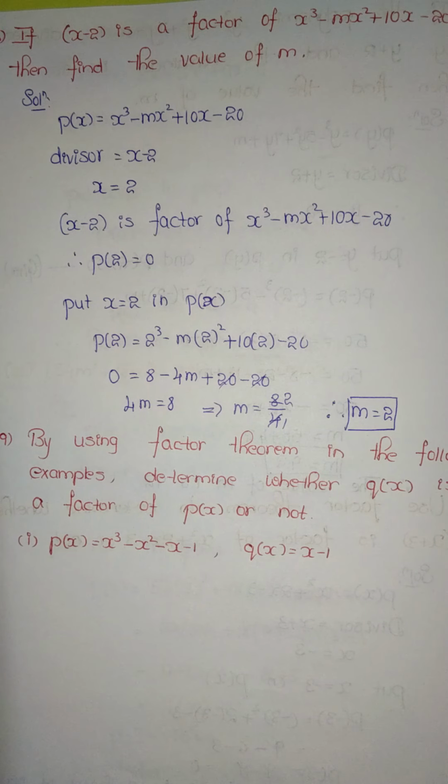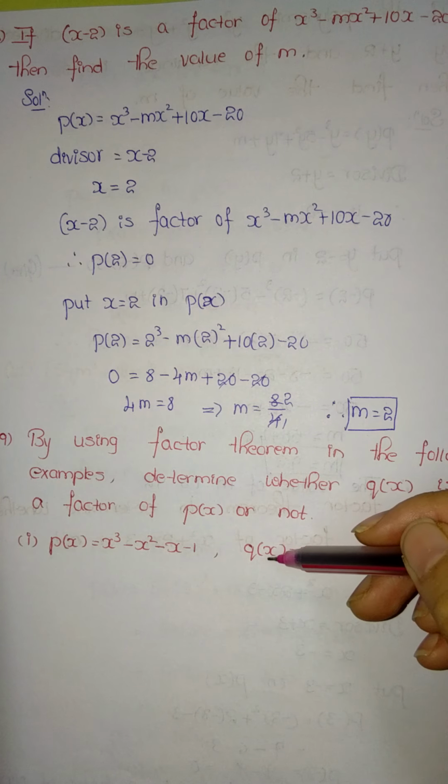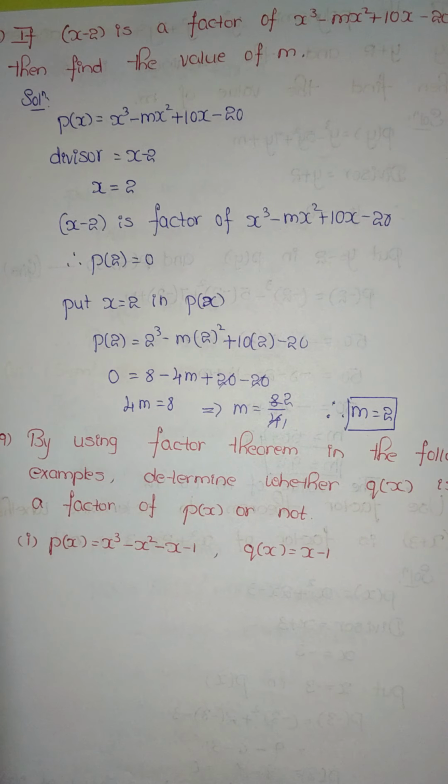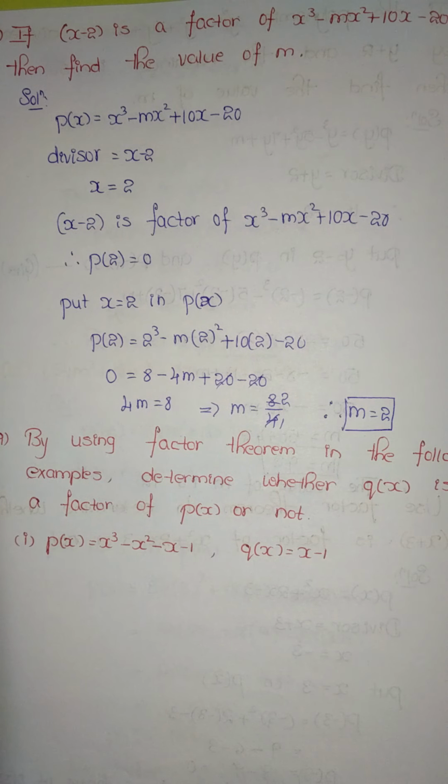So here again two sub-questions are there. Here p of x and q of x are given. We have to find whether this is a factor of the given polynomial or not. Here q of x means it is the divisor. Question number 9: by using factor theorem in the following example, determine whether q of x is a factor of p of x or not. To find out whether it is a factor or not, what answer should we get? Zero. If it is zero, then the given divisor is a factor of the polynomial, otherwise it is not.